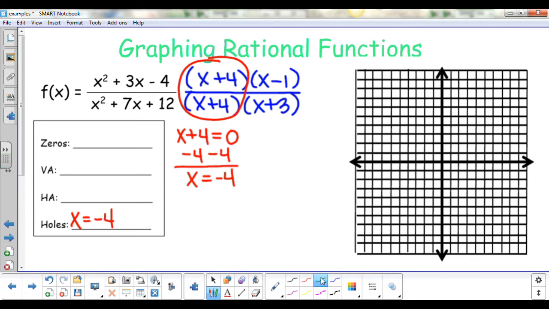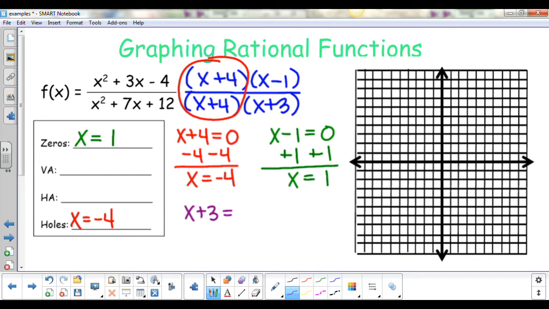Now when I go ahead and find my zeros and my vertical asymptotes, I'm going to use only the remaining factors. So for my zeros, I'm just going to have 1, and it's going to be when x minus 1 is going to equal 0. I'm going to add 1 to both sides, and my x is equal to +1. So I have a 0 at +1. And to find my vertical asymptote, I'm going to have x plus 3 equal to 0. I'm going to subtract 3 from both sides, and x is going to be at -3. So I have a vertical asymptote at -3.